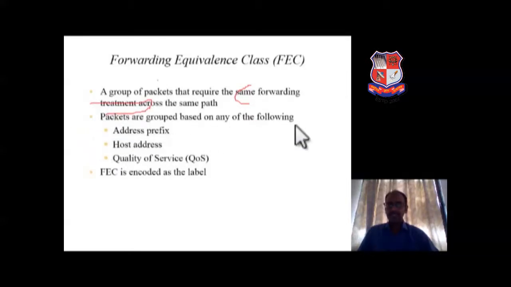Packets are grouped based on any one of the following. Now when we say forwarding treatment, what could the treatment be? It could be based on some address prefix, it could be based on some host address, or it could be based on some quality of service. Based on these parameters, the FEC will be labeled. That is the very important key concept in the working of multi-protocol label switching.